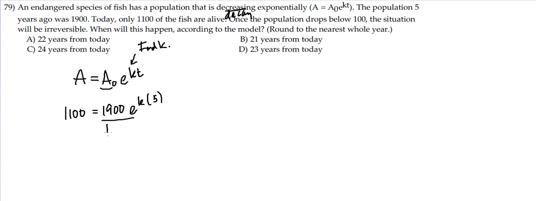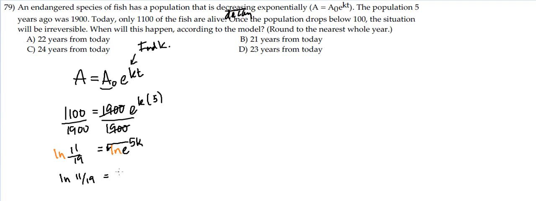All right, so we divide both sides first by 1,900. Let's get that put together. So on this side we have 11 over 19 equals e to the 5k. Now we'll take the natural log of both sides, and when we do that, that allows us to bring this 5k down. So we have natural log of 11/19 equals 5k ln e, and ln e is defined as 1. It's a definition that it's equal to 1.